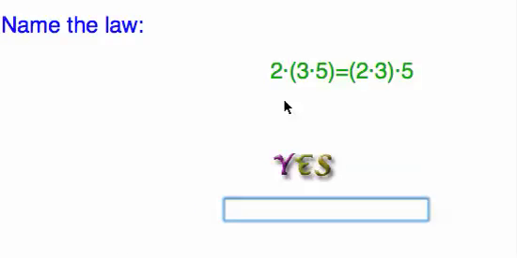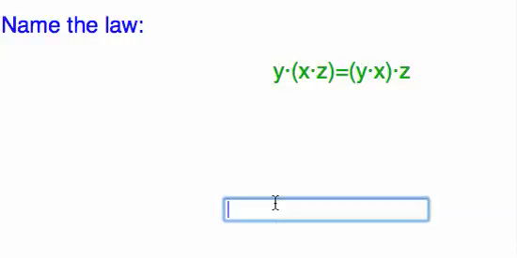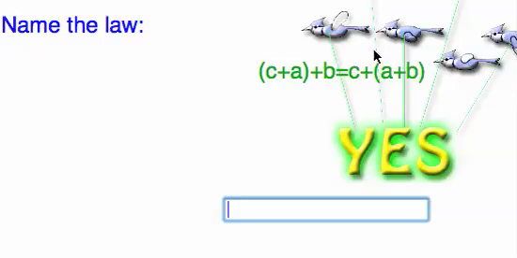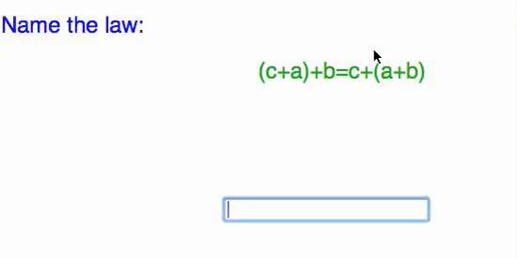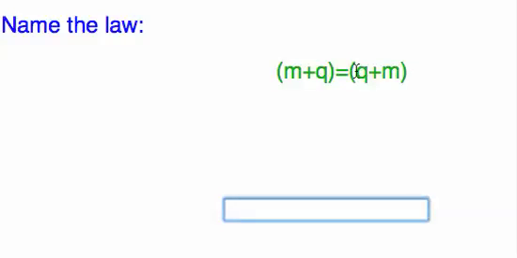All right, what's changed here is just the associative, who we're associating together. And once again, what's changed here? The order is still the same, so it's who's associated together in the brackets. Once again, associative. And here we have M plus Q, Q plus M. The order has changed, so it is commutative.